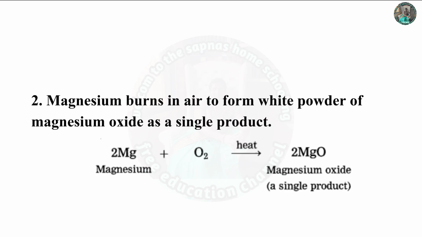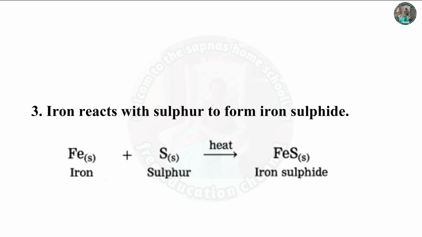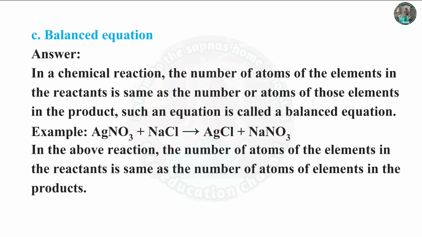Second, magnesium burns in air to form white powder of magnesium oxide as a single product. Means 2 Mg plus O2, if we give it heat, so 2 MgO, magnesium oxide, a single product forms. Third, iron reacts with sulfur to form iron sulphide. Fe, ferrous iron, plus sulfur gives heat, and FeS solid, iron sulphide.